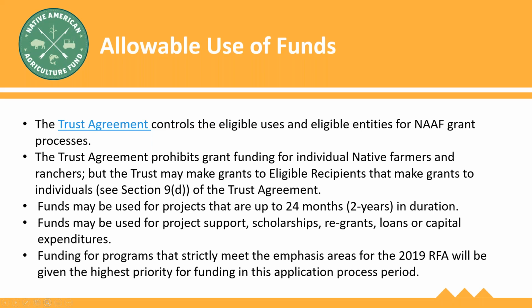Funds may be used for projects that are up to 24 months or 2 years in duration. They can be shorter than that, but they cannot be any longer than 24 months. And funds may be used for project support, scholarships, re-grants, loans, or capital expenditures. And funding for programs that strictly meet the emphasis area for the 2019 RFA will be given the highest priority for funding in the application period. Next.